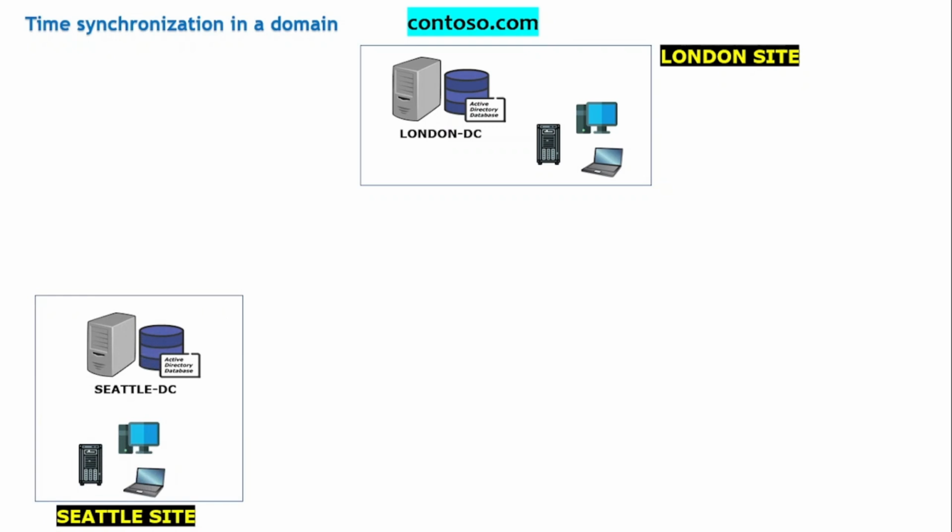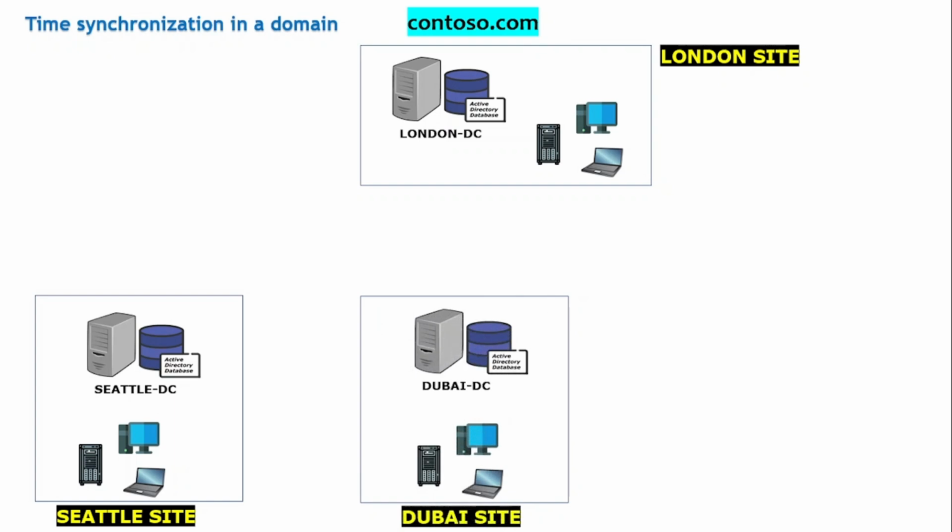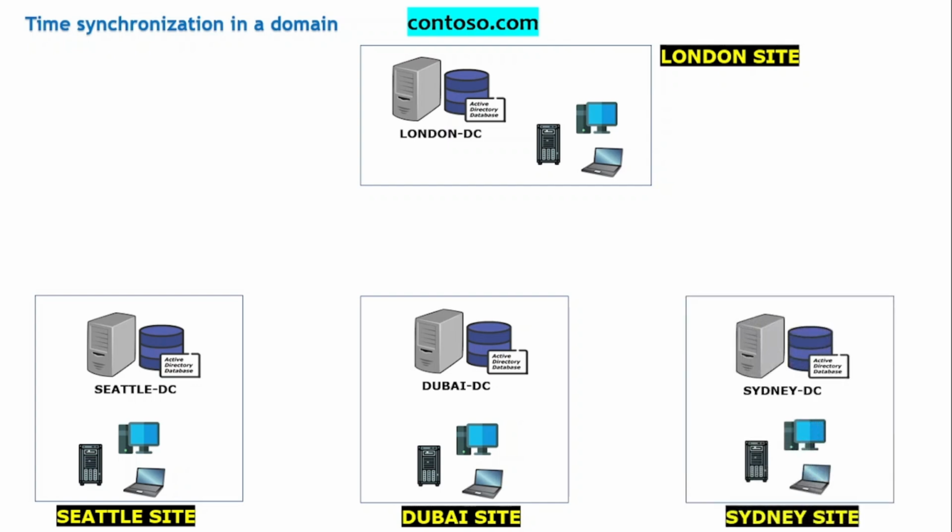Same thing, we have an office in Seattle, and we have a domain controller named Seattle DC. We have servers and workstations which are domain joined over there as well. We have the same setup in Dubai. We have Dubai DC. We have the same setup in Sydney. So there's a domain controller named Sydney DC, and some workstations, servers, desktops which are domain joined.